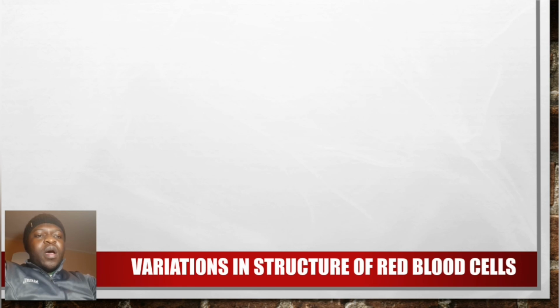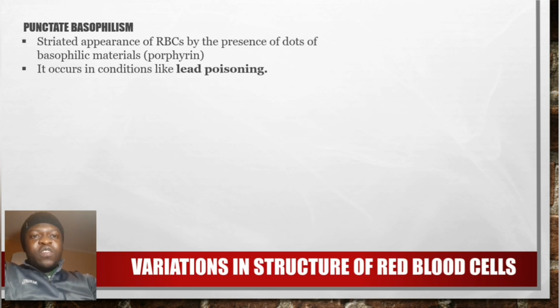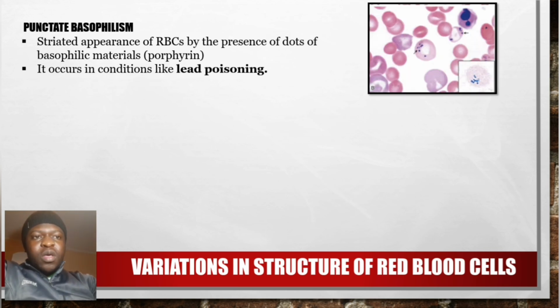Right, now variations in the structure of RBCs. There is punctate basophilism or punctate basophilia. This is a striated appearance of RBCs by the presence of dots of basophilic material. They are porphyrins, right? They look like this, right? So inside the RBCs, you will find those blue dots, right? This condition mainly occurs in lead poisoning.